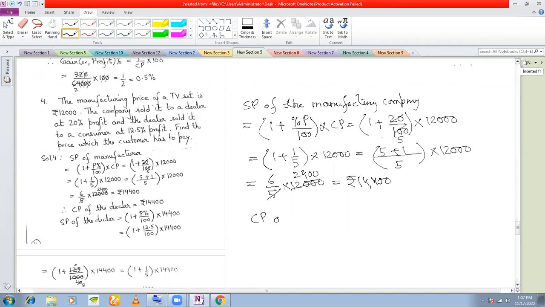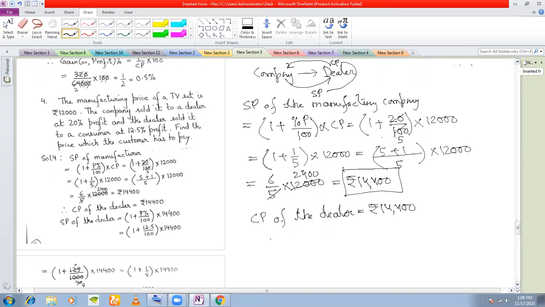So what is the cost price of the dealer? From the company he is buying it, right? It is 14,400, because the company is selling it to the dealer. When the dealer is buying it and the company is selling it, the company has a selling price and the dealer has a cost price, so they must be equal. Whatever the company is selling it at to the dealer, that must be the cost price of the dealer. So the cost price of the dealer is the selling price of this manufacturing company, which is 14,400.